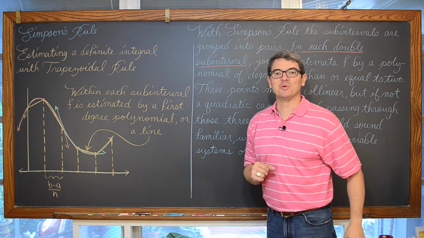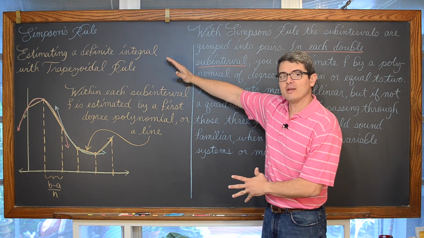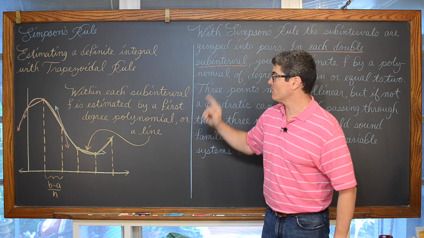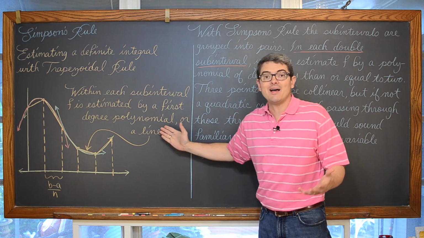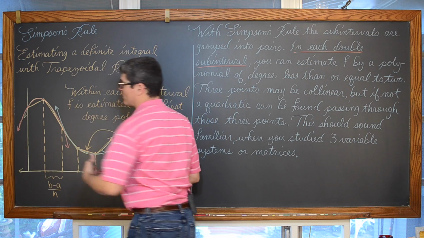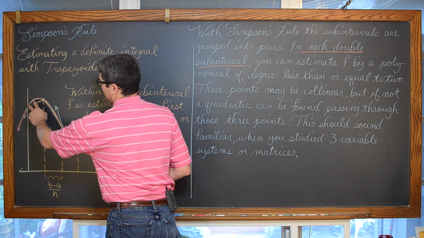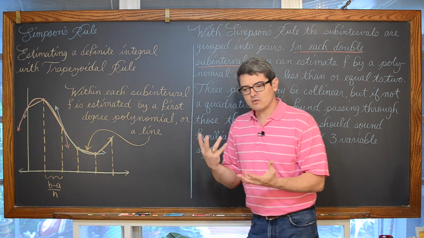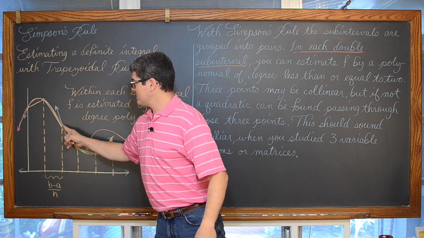Simpson's rule. We're going to first, though, point out some more information about the trapezoidal rule for estimating a definite integral. Within each subinterval, f is estimated by a first-degree polynomial, or a line. And we can see here, I put a part of a possible cubic function, or a sine or cosine function. But at any rate, when you're using straight line segments to estimate a moving, curving function, sometimes that estimation is not going to be that great, and sometimes it'll be very, very nice.